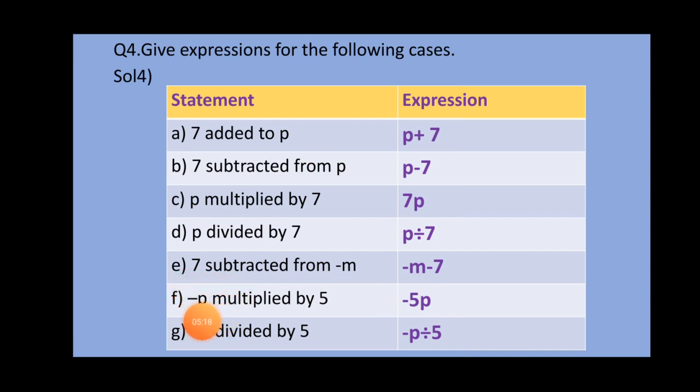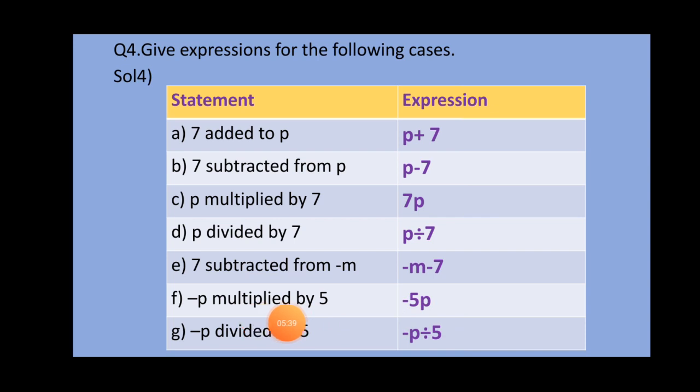Now here comes another statement, that is minus p multiplied by 5. So how can we write minus p multiplied by 5? We can write 5 into minus p, but when you multiply it, how do we write it at the last after multiplication? That is minus 5p.